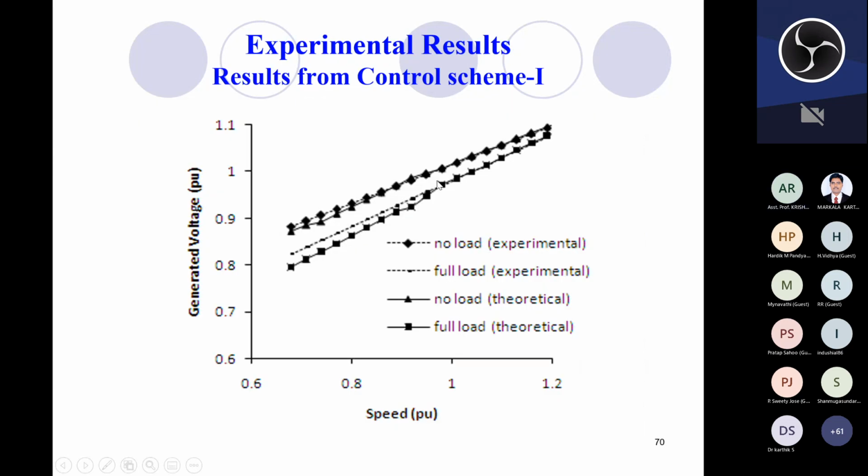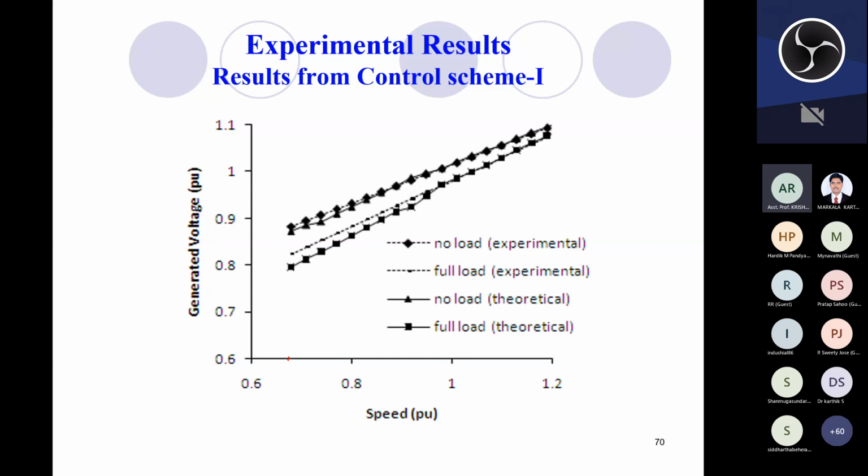Now the results. So here you can see, without any control, the x-axis shows the variation of speed. Here two sets of results are taken. One is the theoretically calculated value of generated voltage when the speed is varied from this point to this point, that is about 0.65 to 1.2 per unit. Okay, and experimental values are also recorded.